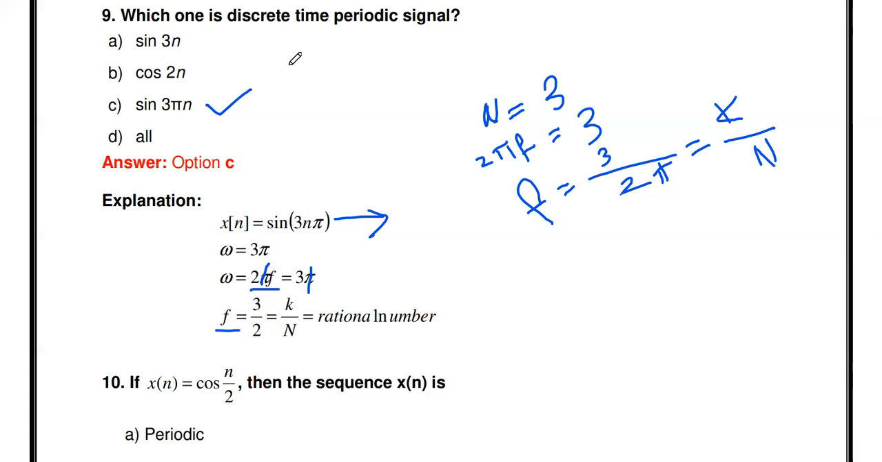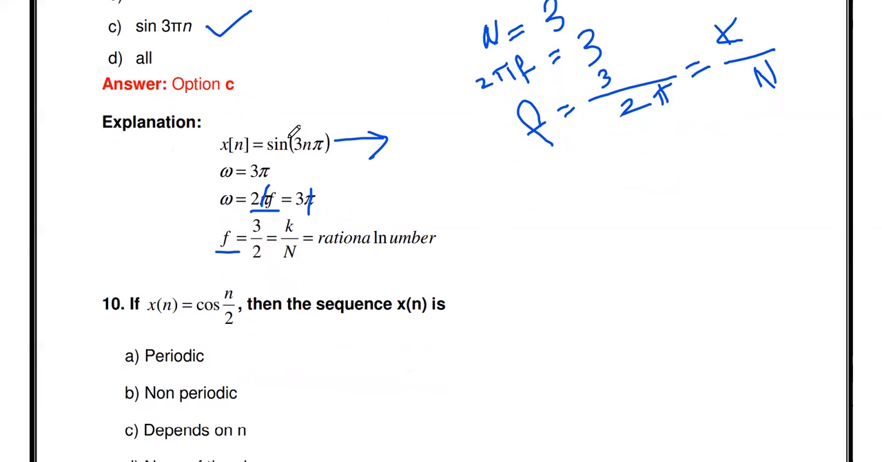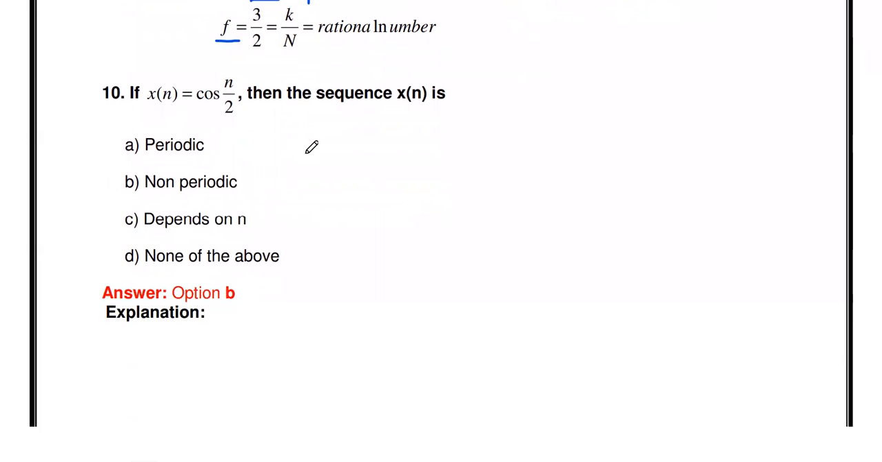So simply saying, if a discrete sequence is given and pi is available, it's periodic. If pi is not available, it's a non-periodic signal. So here the f value is a ratio of two integers. So the given signal is a periodic signal. These questions are sometimes 2 mark questions.